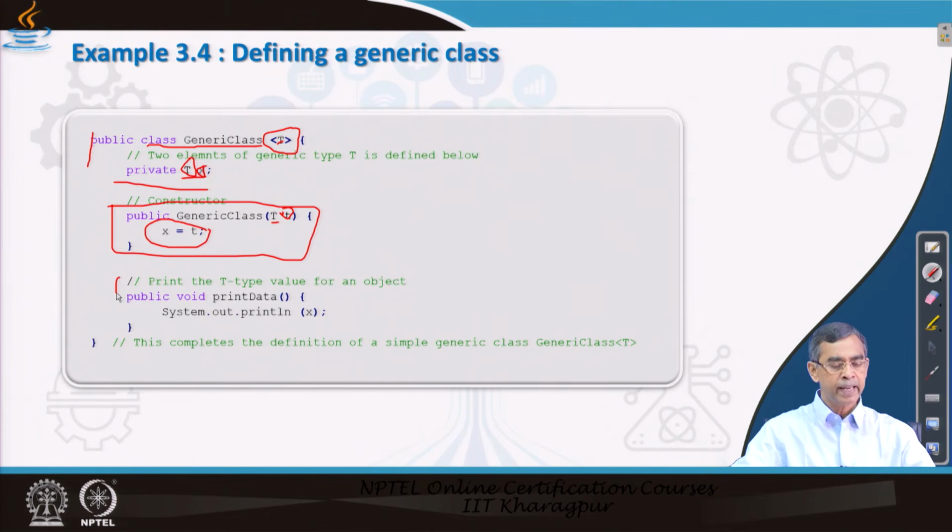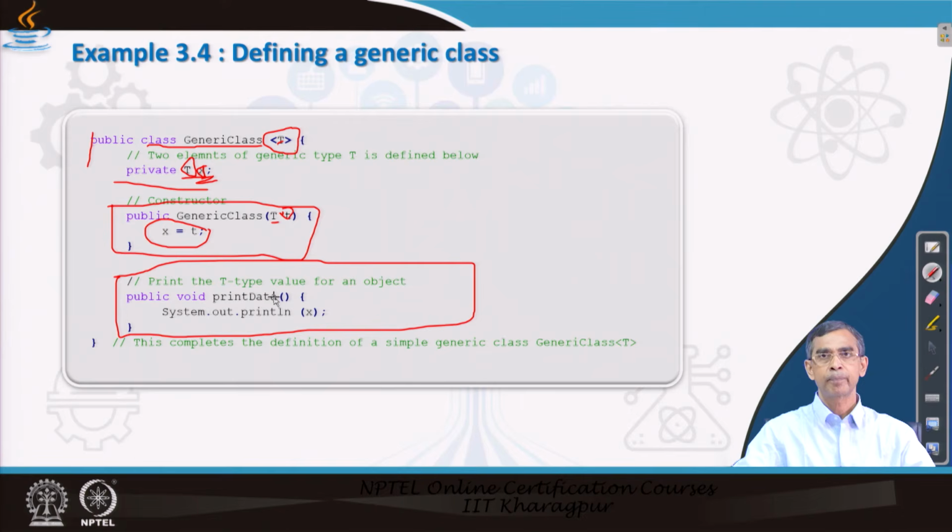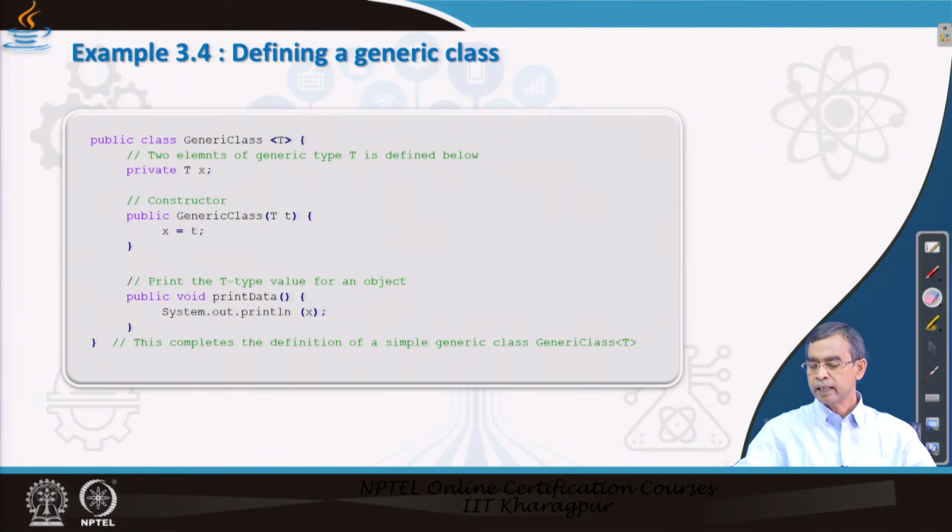Now, after these things, any number of methods can be declared, either of generic type or simple non-generic. In this case, we just give an example of a simple method to print all the elements which are stored here in X. So the print method will print the elements stored in X. So this is the simple way that a generic class is declared in this example.